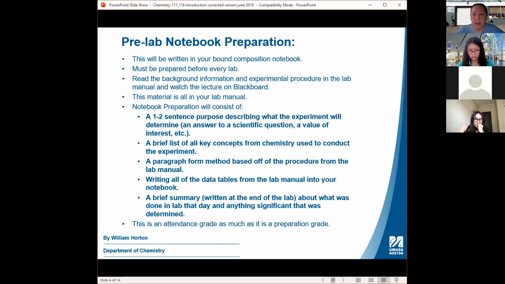And then at the end of the day or the end of the lab, you'll write a summary about what you did in the lab or anything significant. So for instance, you would want to summarize like you were able to use stoichiometry to determine calcium chloride was the limiting reagent in certain conditions and sodium carbonate was the limiting reagent in other conditions. So just something really quick. Okay, so that is the pre-lab notebook.